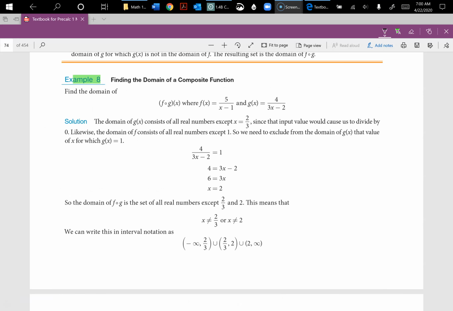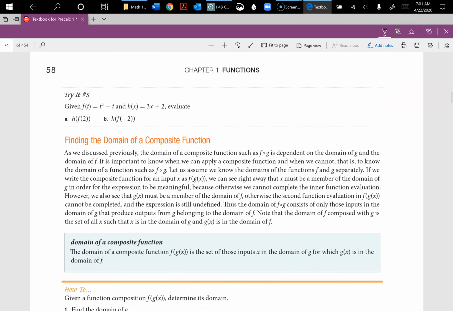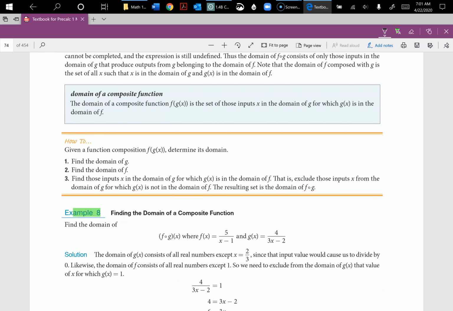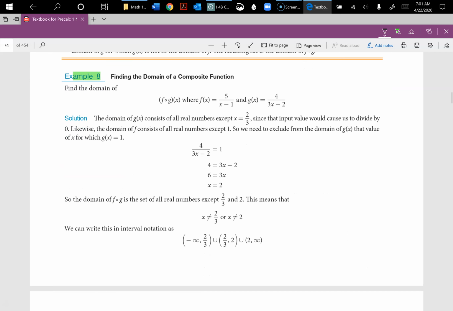Okay, before we go on any further, I want you to take a look at page 58 in your book and read. Make sure you read, if you haven't already, about the domain of a composite function.